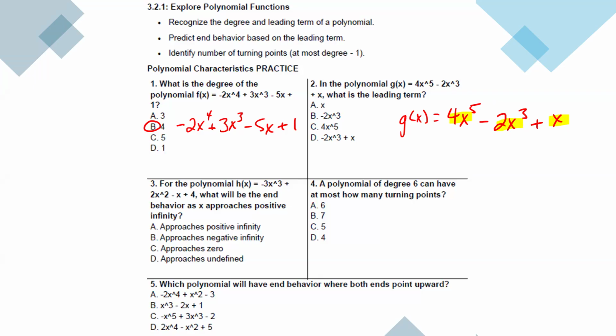So in this case, my leading term would be 4x to the fifth. Does that make sense? Your leading coefficient would just be 4, but the leading term would be the whole thing.